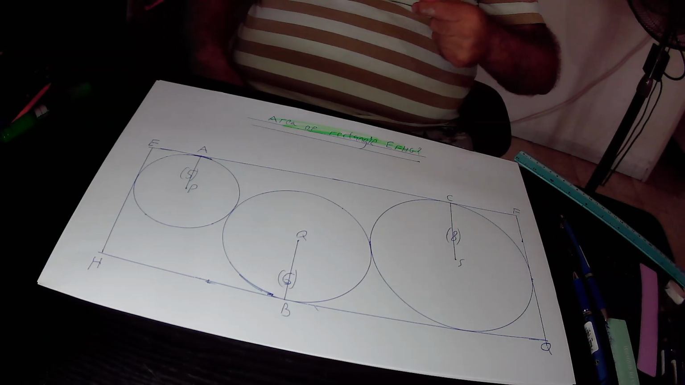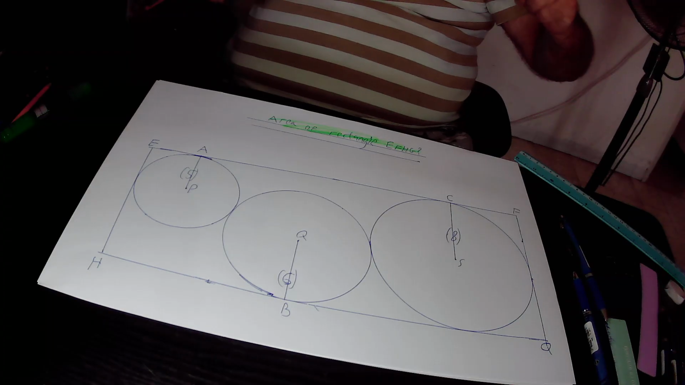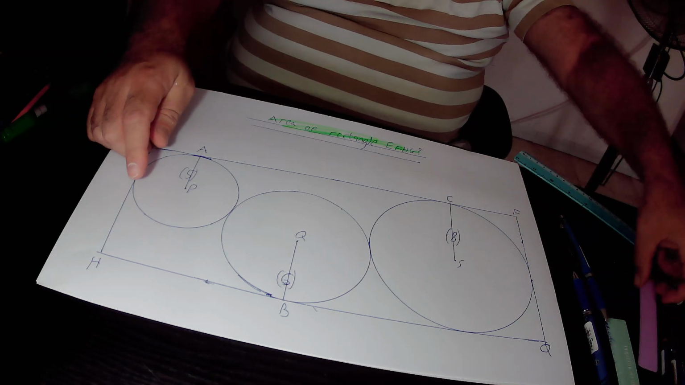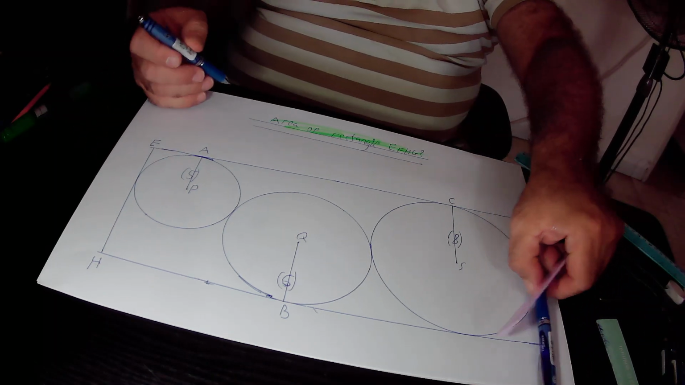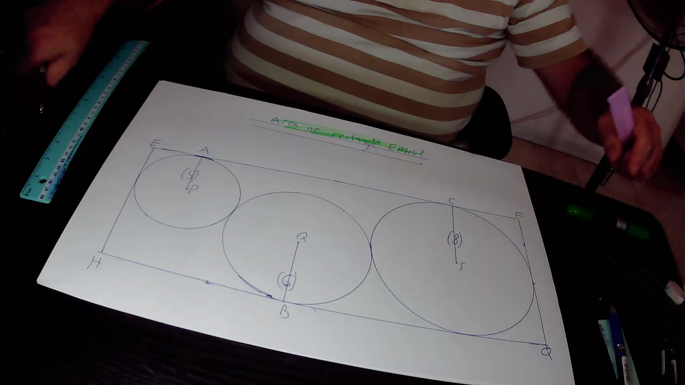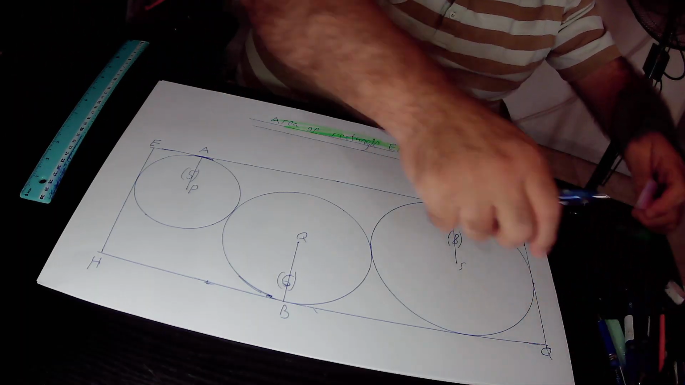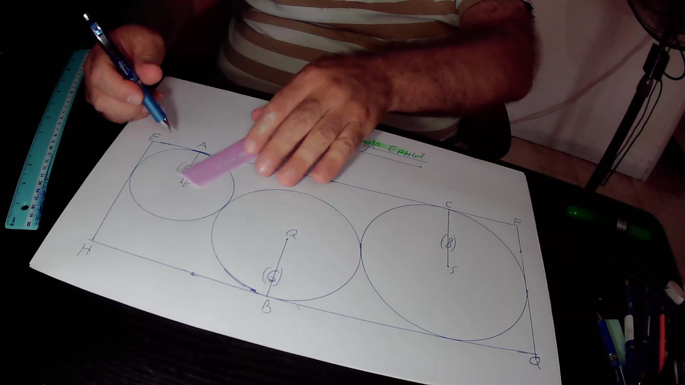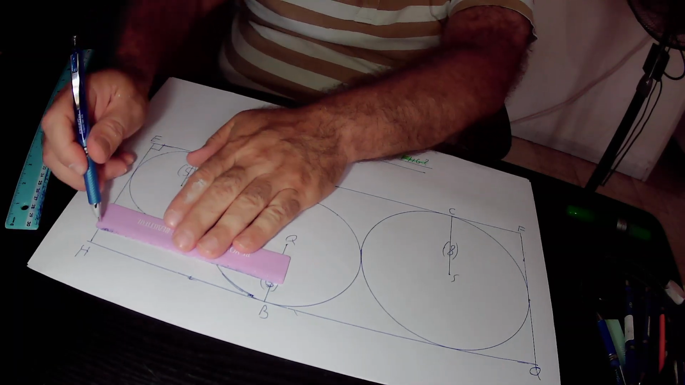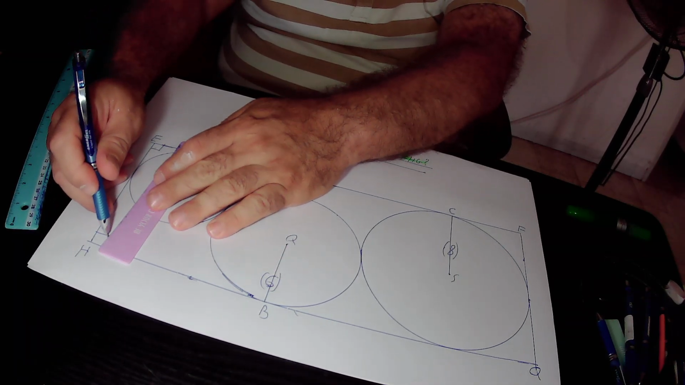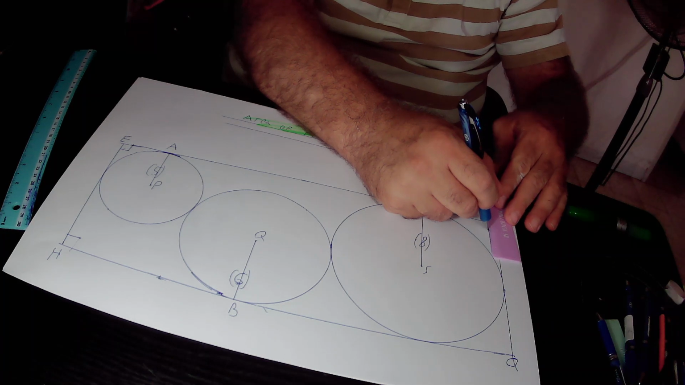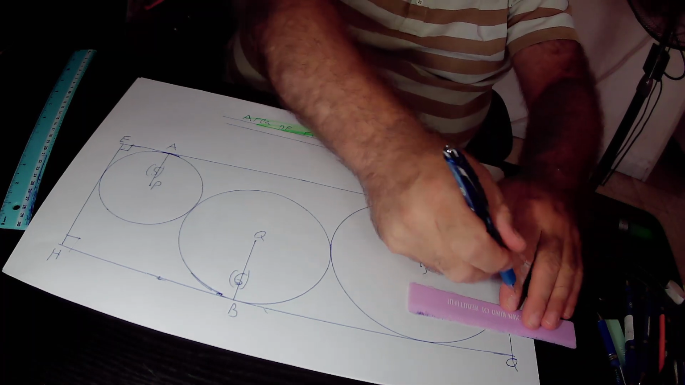So first of all, we know that all the angles inside the rectangle are right angles. So those four angles are all right angles. This angle equals 90 degrees in its size. This is also a right angle. This is a right angle. Finally, this is also a right angle.